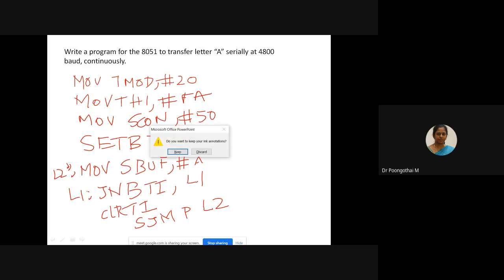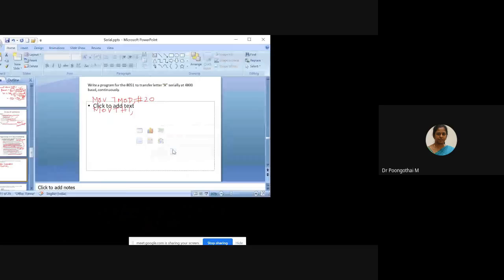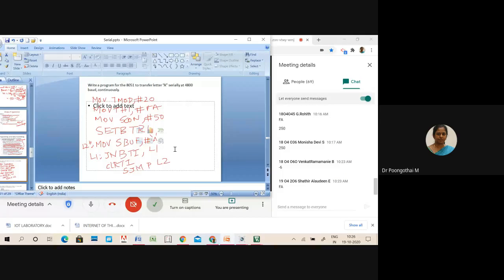Please note down the steps. Is that clear? First, load your TMOD with 20, load your Timer 1 higher order register TH1 with F8 to generate 4800 baud rate, and initialize your SCON register by selecting mode 1 serial port mode, start the timer and transfer the character into the SBUF register.